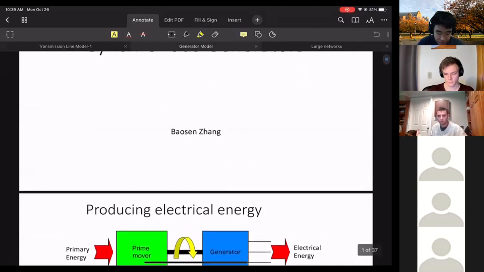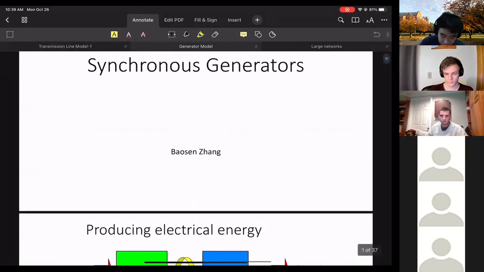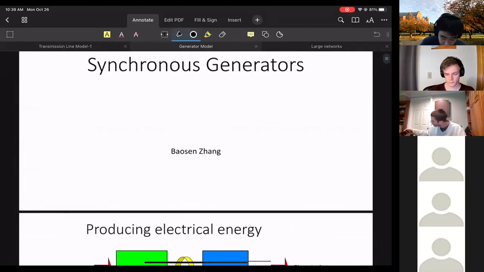So remember that for our system, we have looked at the transformers, we have looked at the lines, and now we look at generators. We'll review what the equivalent model for generators is.